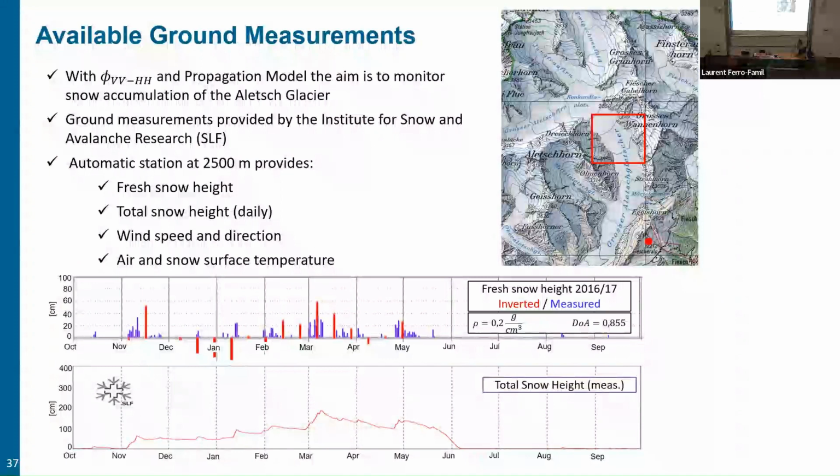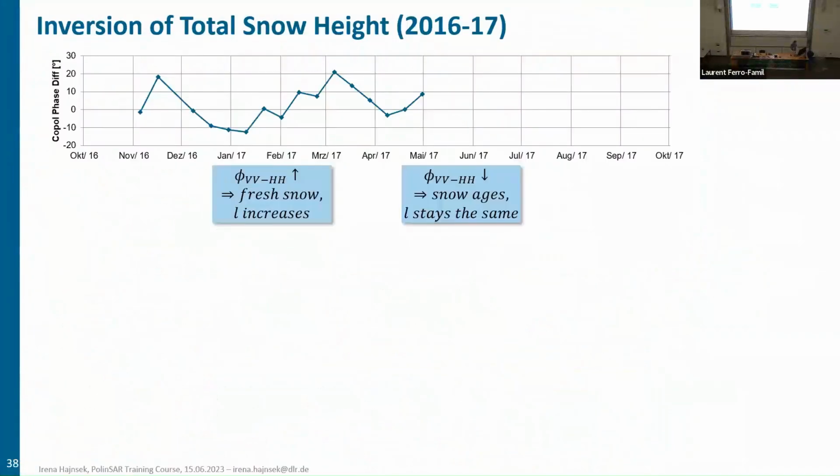And then we have also the total accumulation of the snow from the different snow events. So you see there are some snow events here. And if you accumulate them, you will have these kinds of peaks where you have the strongest snow height accumulated over this time. Okay, if you look now at the copol phase, again here, that's the copol phase, 16 and 17, what you get is a copol phase which is varying between December and May.